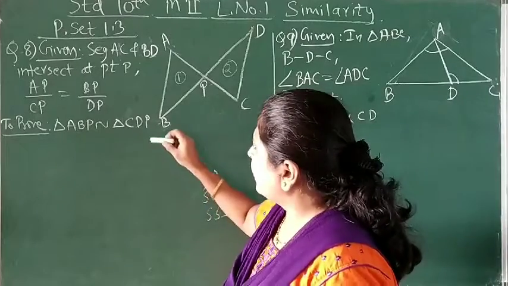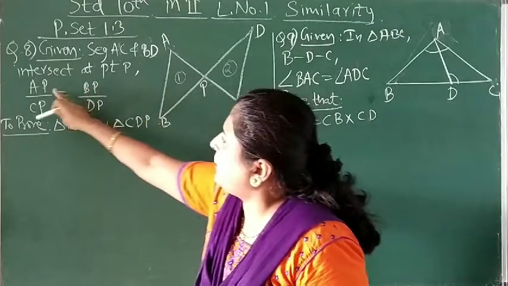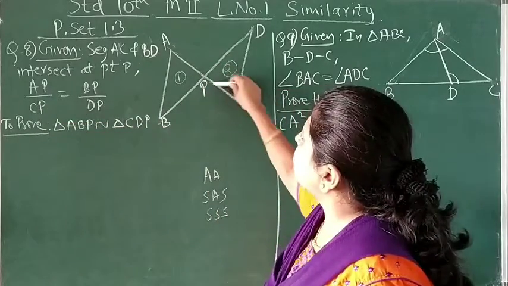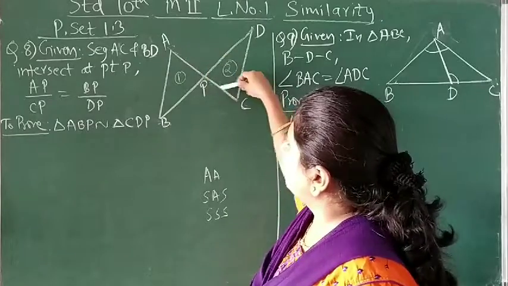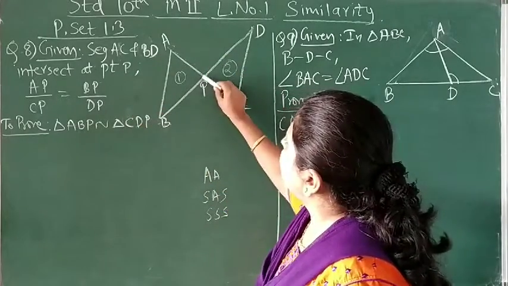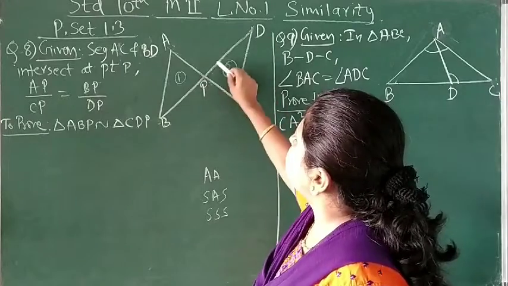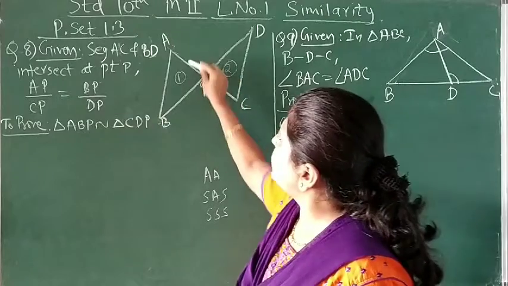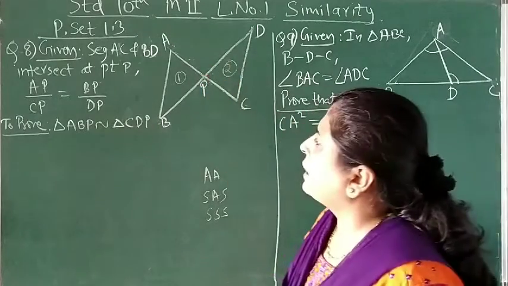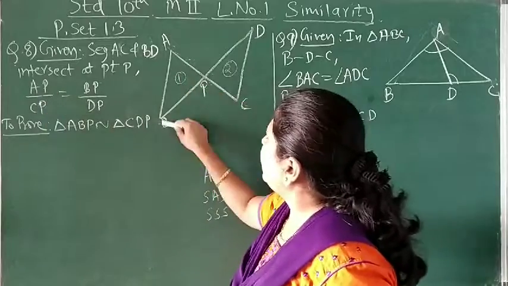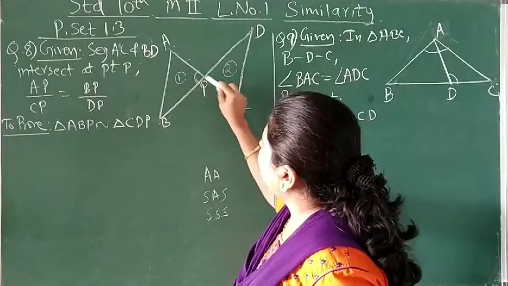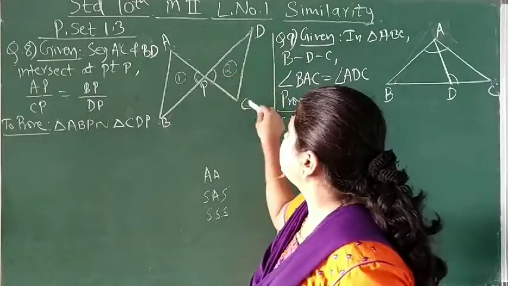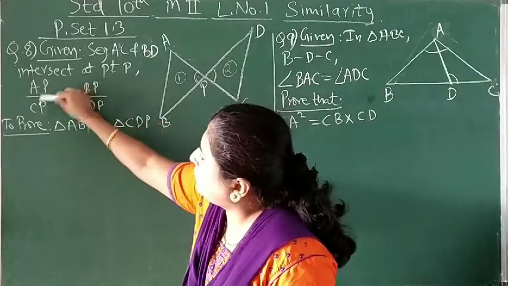Do we know here that there are two sides? Now AP is the side of the first triangle. It is divided by CP, the side of the second triangle. So these two sides are in proportion, and here BP upon DP. BP is the side of the first triangle and DP is the side of the second triangle. So we can say that these two sides are in proportion. Now the question is, what is the angle between AP and CP? We have this angle P. Can we show angle P congruent with the angle P of triangle PCD? Here also you can see the common point is P.